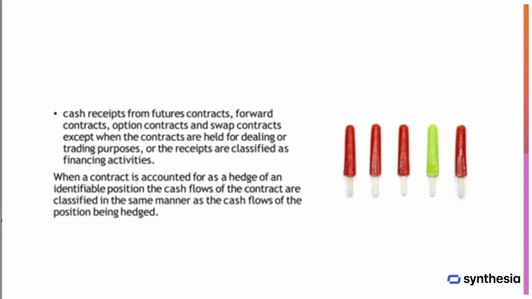Cash payments and receipts from futures contracts, forward contracts, option contracts, and swap contracts are categorized as investing activities unless the contracts are held for dealing or trading purposes or unless they fall under financing activities. If a contract is used as a hedge for an identifiable position, the cash flows associated with the contract are classified in the same manner as those of the position being hedged.